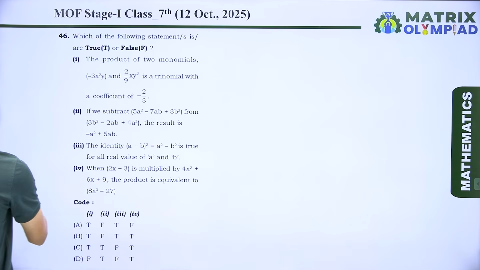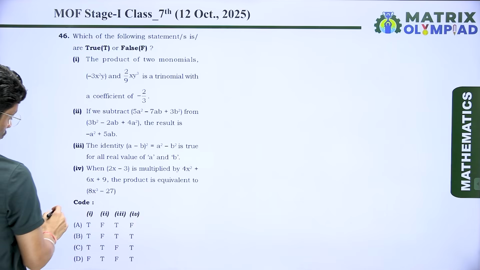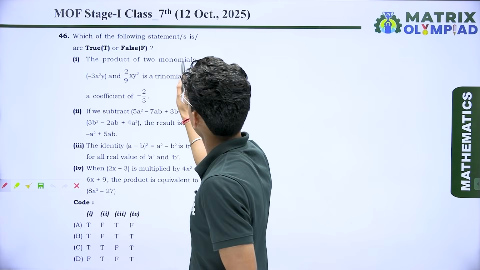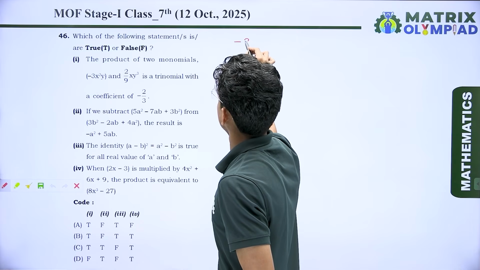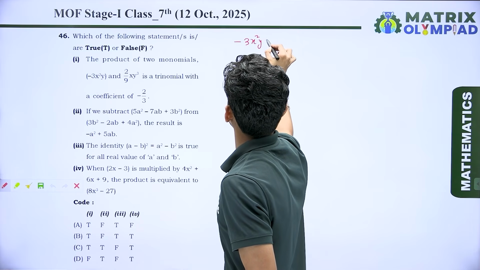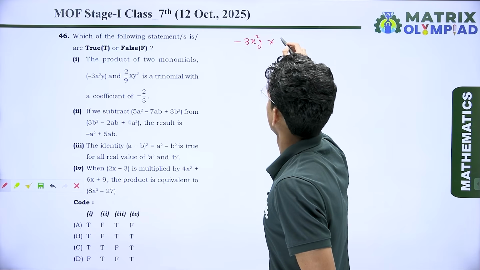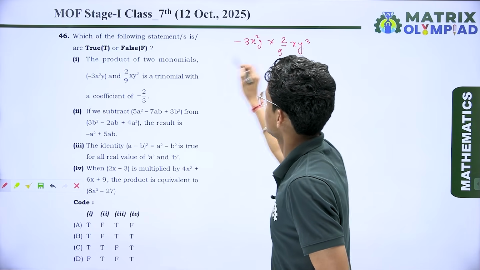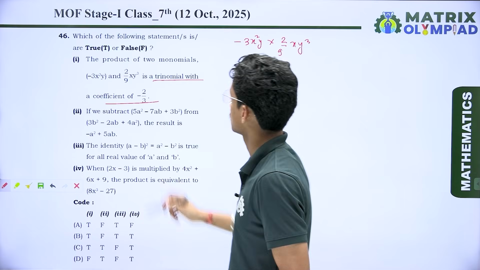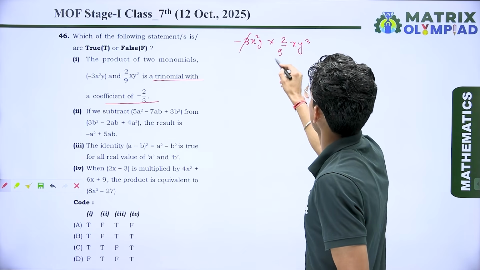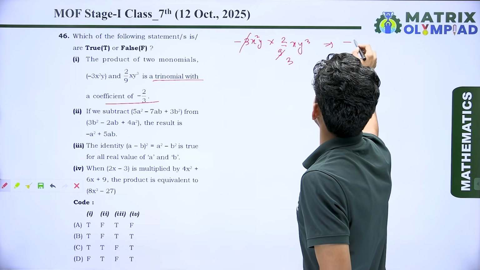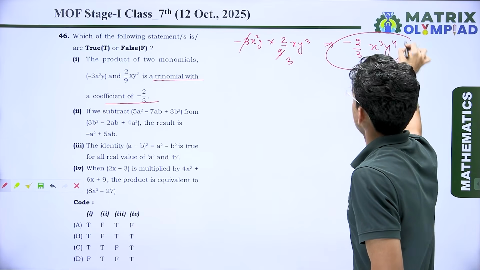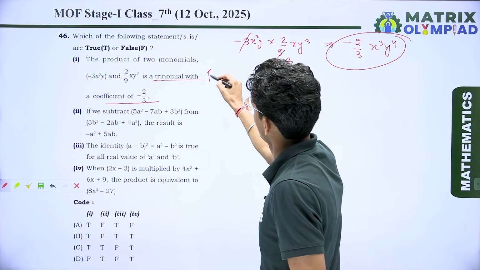So now if I talk about the next question, which is again based on a statement. The first statement is that the product of two monomials 3x square y multiplied by 2 upon 9 xy cube is a trinomial with the coefficient minus 2 upon 3. No, the product is minus 2 upon 3 x cube y to the power 4, which is again a monomial. So this statement is false.